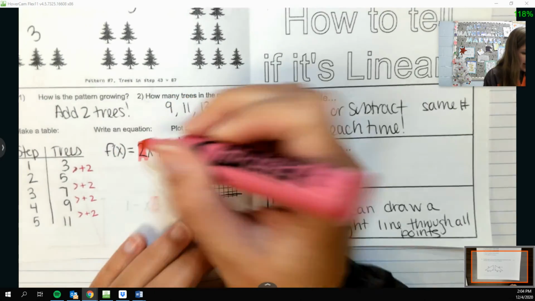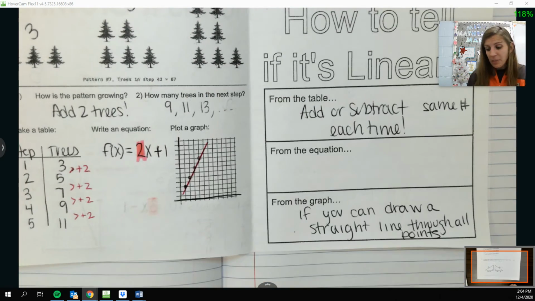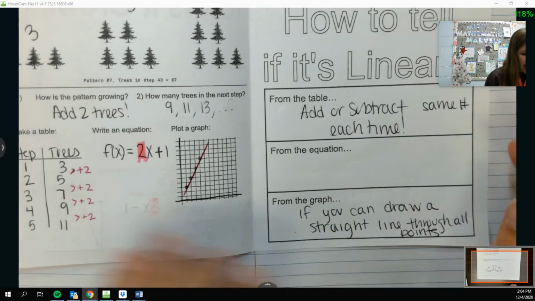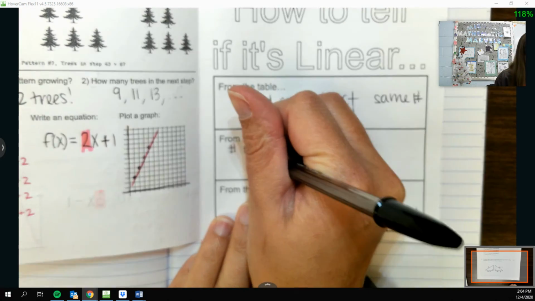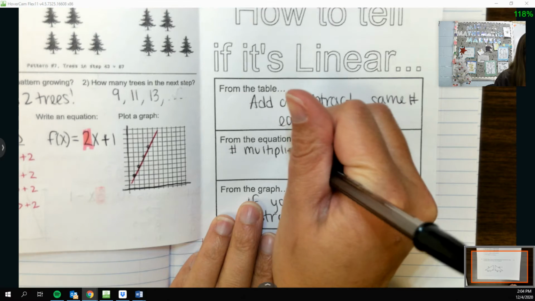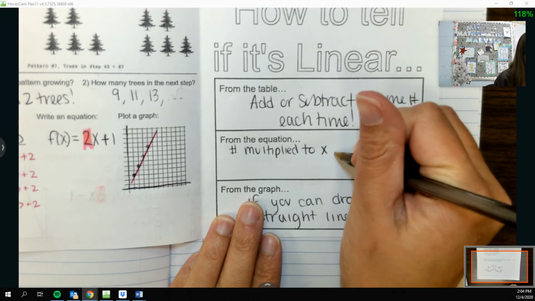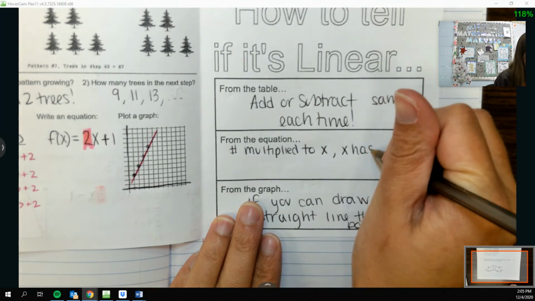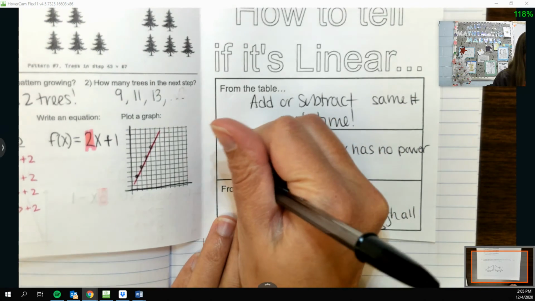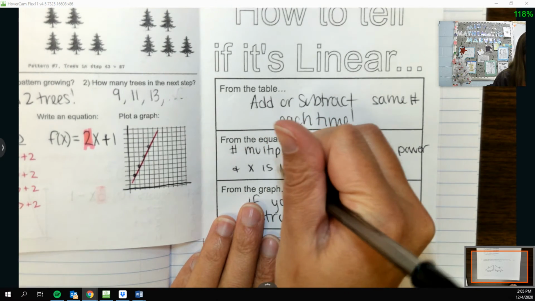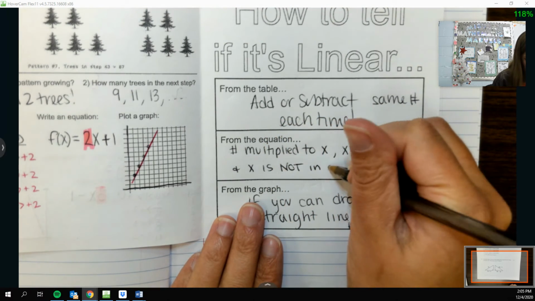Now the equation, like I said, guys, is a little bit trickier to explain, but essentially what has to happen is you have to have a number multiplied by x, and x can't have any sort of exponent or any sort of denominator. So to tell from the equation that it's linear, there is a number multiplied to x. X has no power, so no exponent, and x is not in the denominator.